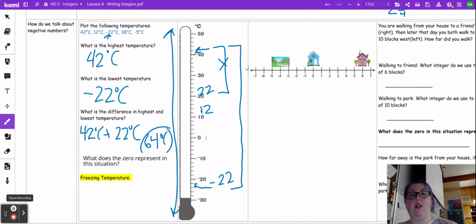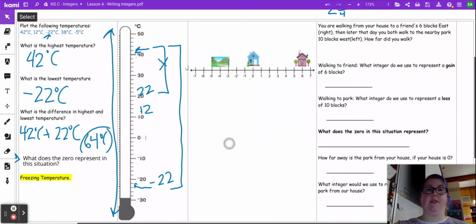So now, the question down here, what does the 0 represent? The 0 is the freezing level because in Celsius, it's 0. So the 0 represents freezing. It represents the middle where everything above is warmer, is not frozen. It represents the freezing temperature.